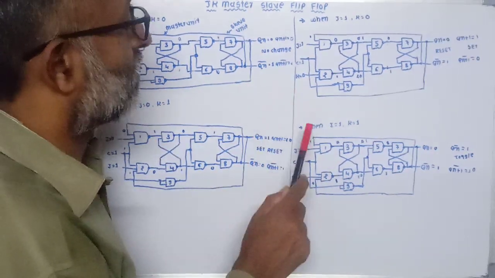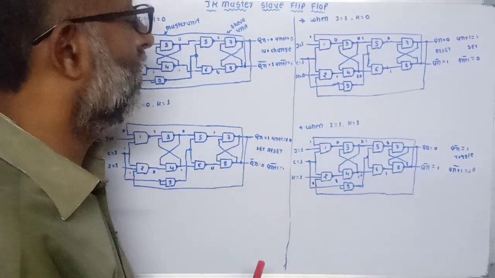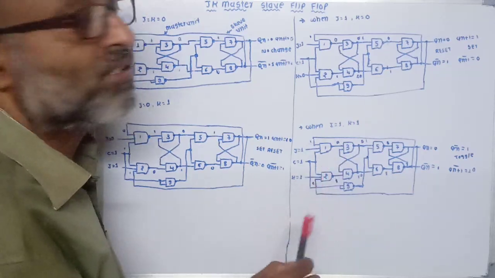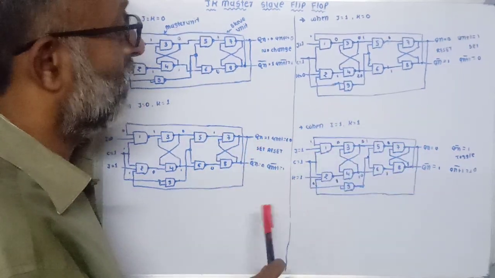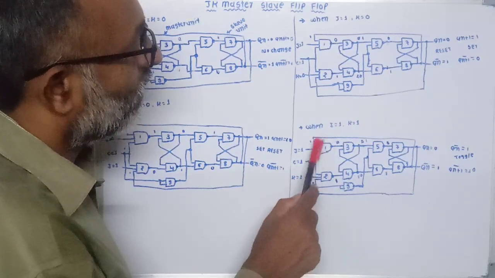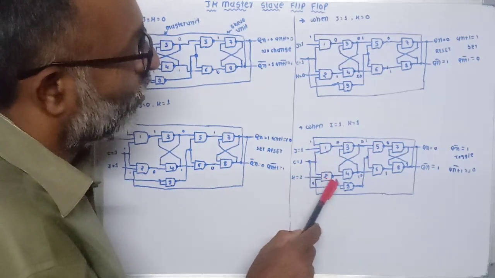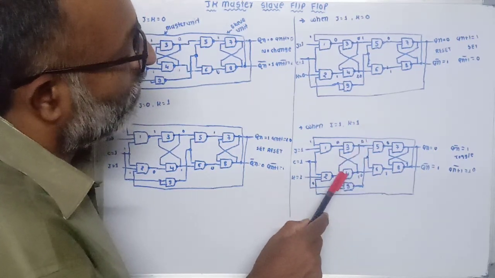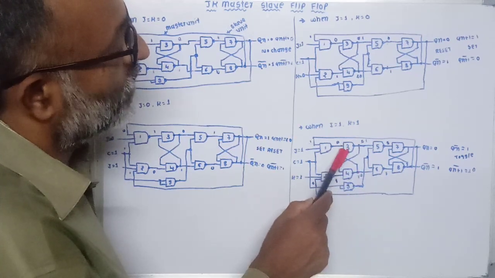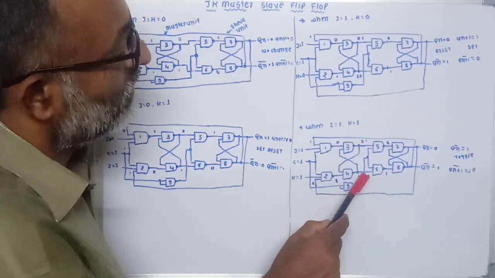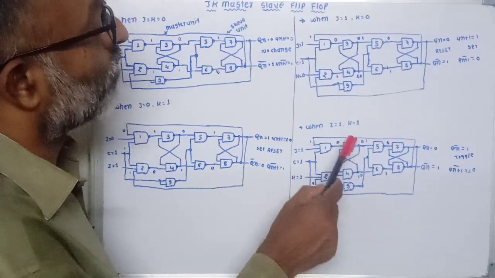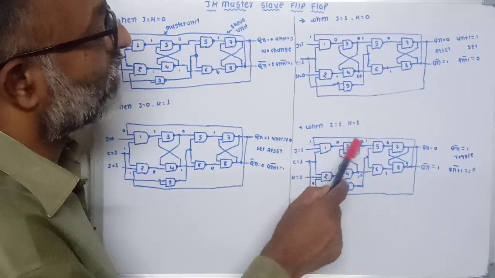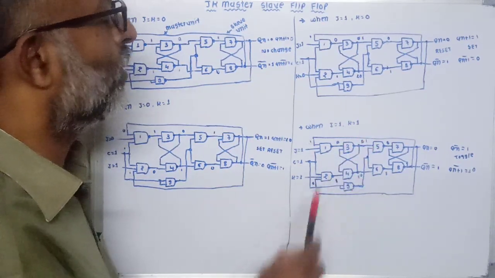Now the last case, when J and K are both at one level and the clock signal goes to one level, this master unit is enabled and the slave unit is disabled. So here the output of NAND gate number 1 is 0 and number 2 is 1. Initially our flip-flop is in reset condition, that means 0 into 1, 0, 1. 1 into 0, 0, 1. 1 into 1, 0. That means the master unit's output goes into set condition. That means Qn is equal to 1 and Qn bar is equal to 0.